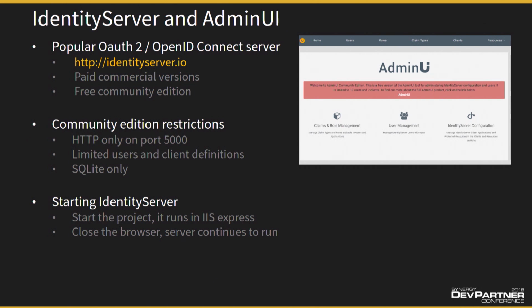Identity Server does support a number of data stores. Generally, you would configure it with something like a SQL Server backend, but in the Community Edition, it only supports SQLite. So I've got a SQLite database in the project that's been provided. It's pre-configured. The other restrictions for the Community Edition are that it only runs HTTP, it only runs on port 5000, and you can only have, I think, 10 roles and 10 users and 2 client IDs or something like that. So it's a severely cut down, limited implementation, but it's a real OAuth server.